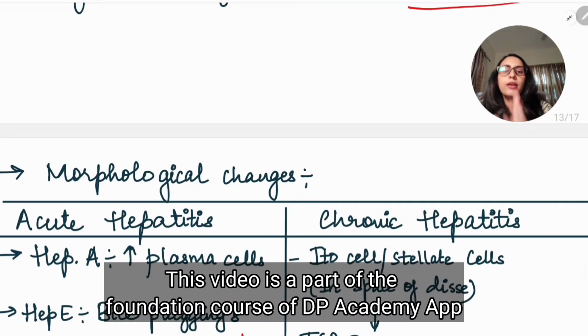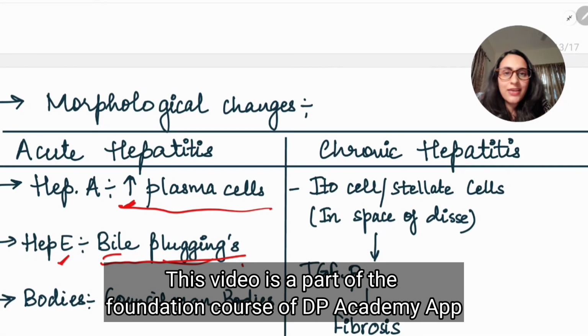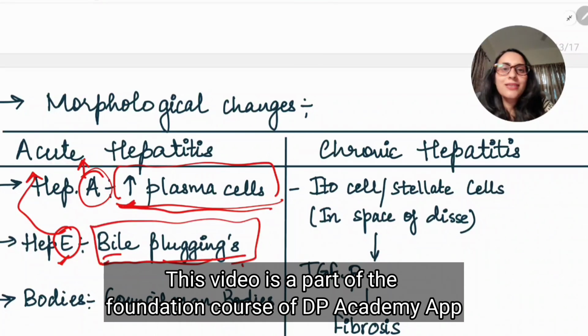If you see pathologically, compare acute and chronic hepatitis. See, I told you in hepatitis A, you can see an increase in the plasma cells. And in hepatitis E, which is also another cause of acute hepatitis, you can see the stasis of the bile, cholestasis, that is bile plugs are found. Though liver biopsy is not indicated for acute hepatitis, if at all you do the liver biopsy, for hepatitis A you will find increase in the plasma cells. For hepatitis E, you will find cholestasis, that is bile plugging, bile stasis.